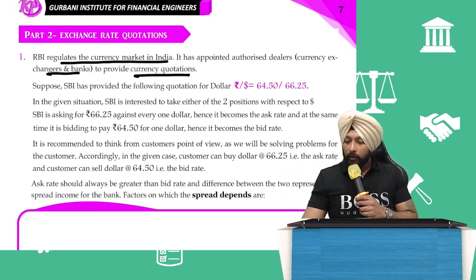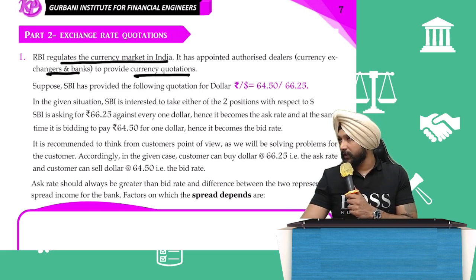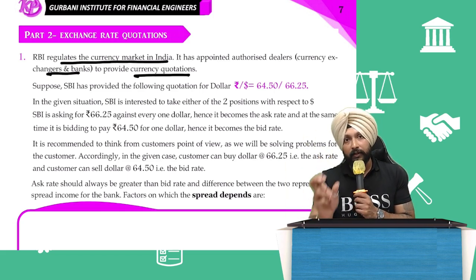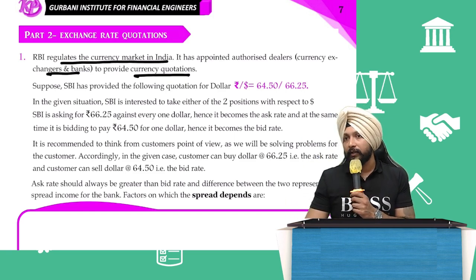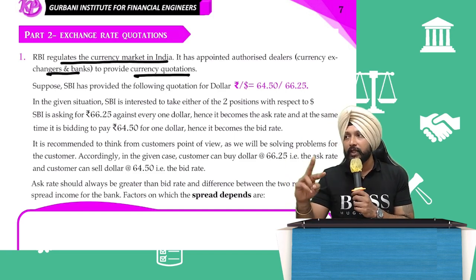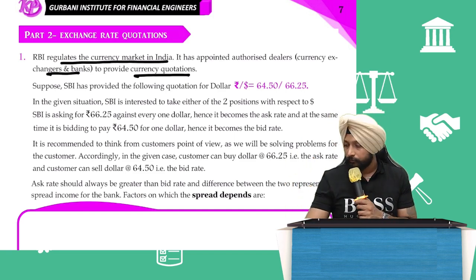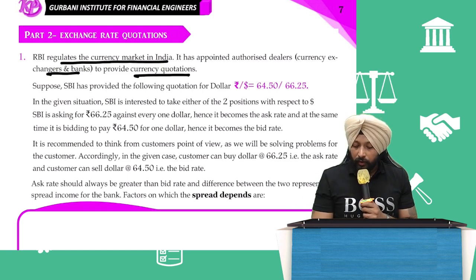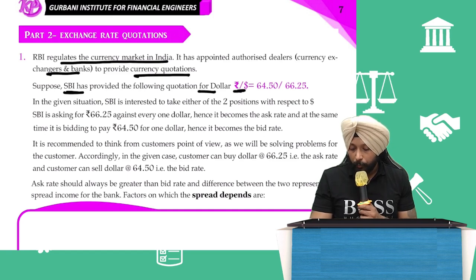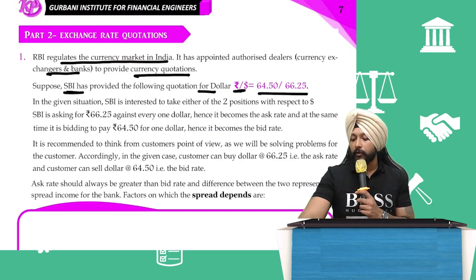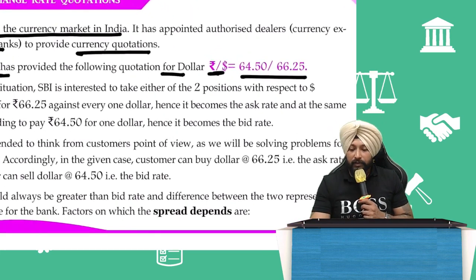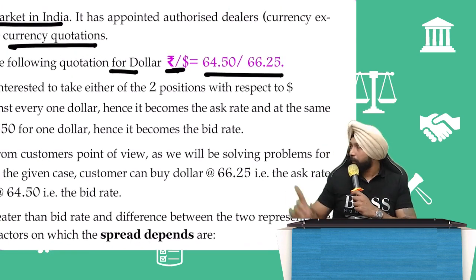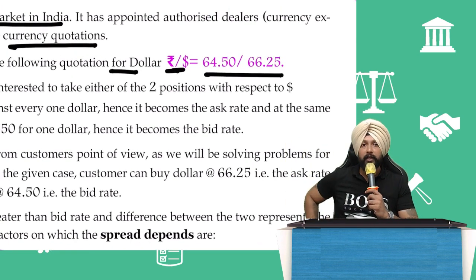Okay. So like I told you, RBI will only regulate this market. The rules, the framework, RBI will give. But ultimately, the quotations are given to you by the dealers, and dealers' quotations will change according to demand and supply. Now, when you go to the currency market, let's say SBI is providing the following quotation for dollar. Rupee per dollar is equal to 64.50 oblique 66.25. What does that mean?